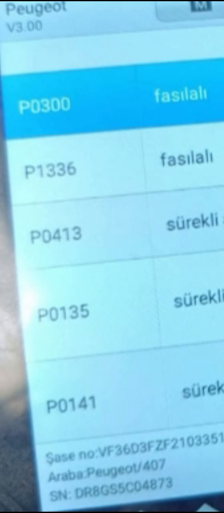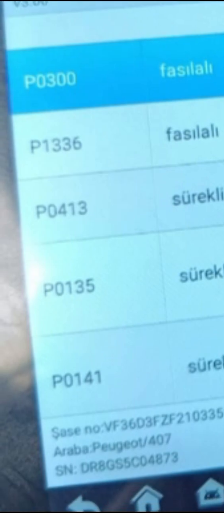P0300. So this one is usually misfire, when there's undetected misfire on various cylinders or any of the cylinders. So that is one. Now P1336. So this is where I will need PP2000 definition. I already know what PP2000 usually states, but it depends on the engine or engine ECU. Definition might differ.